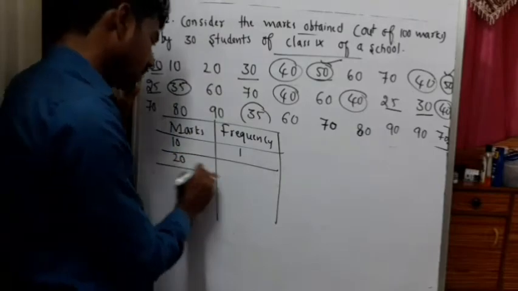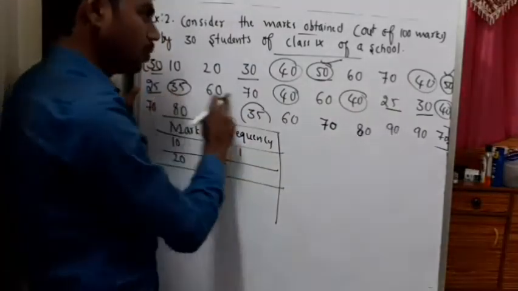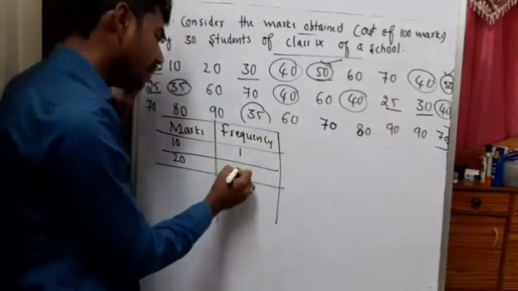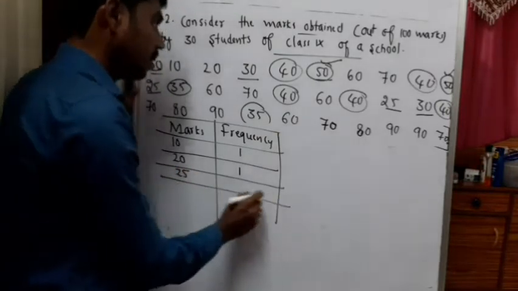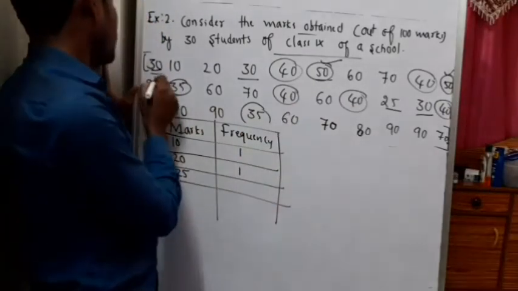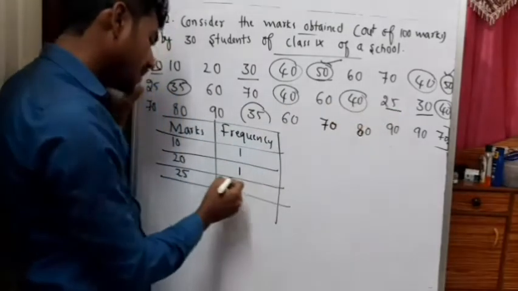So next number is 20. Again we'll go through the entire data, only one time it has occurred. Then we'll go to 25. Where is 25? So 25 is here. How many times has 25 occurred? 1, 2, only 2 times it has occurred.